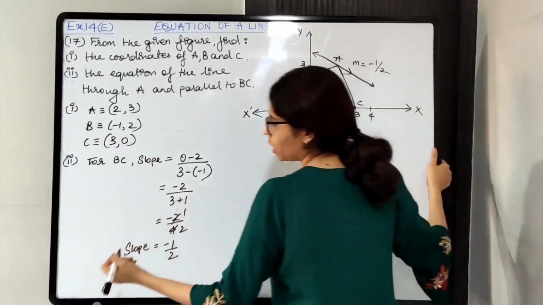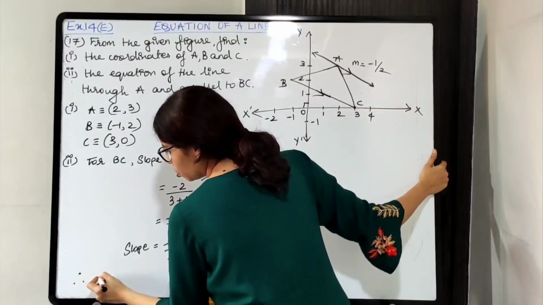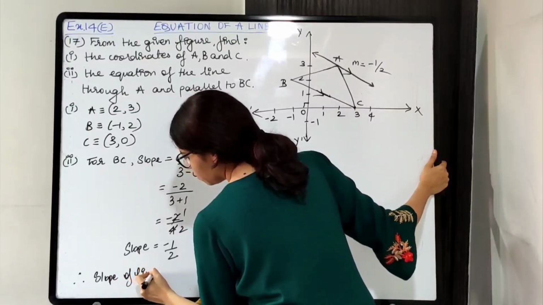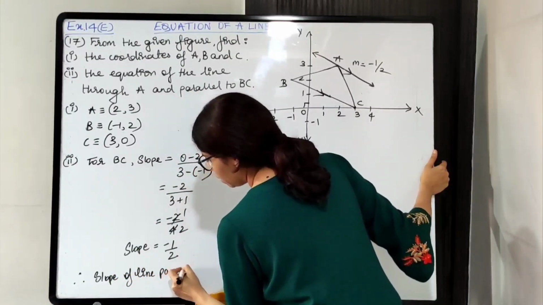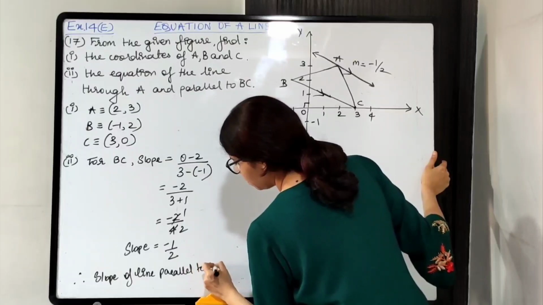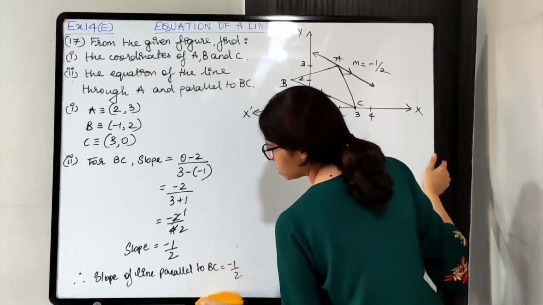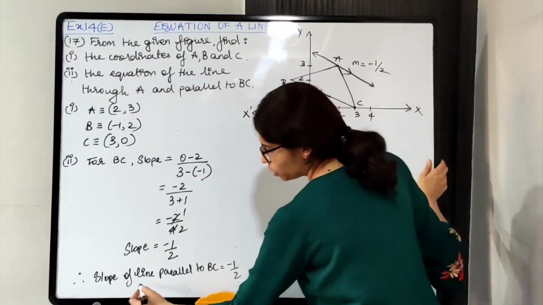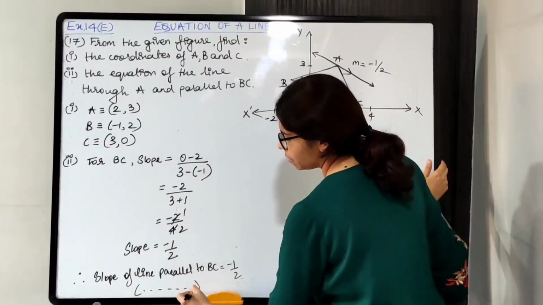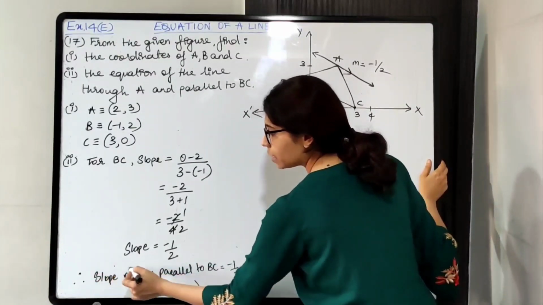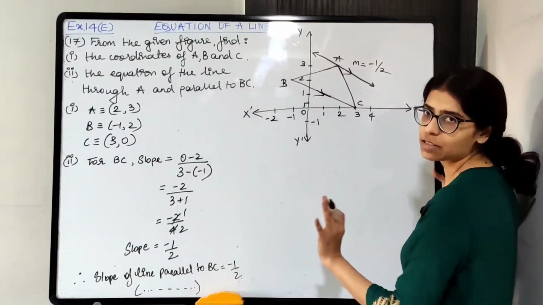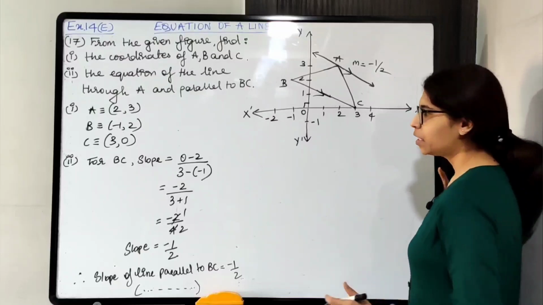Okay. So write down, therefore slope of line parallel to BC is equal to minus half. Give reason for this. Parallel lines have equal slopes. Okay. Write down parallel lines have equal slopes, therefore slope of line parallel to BC is also equal to minus half.